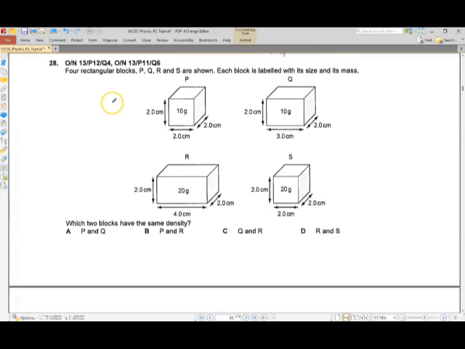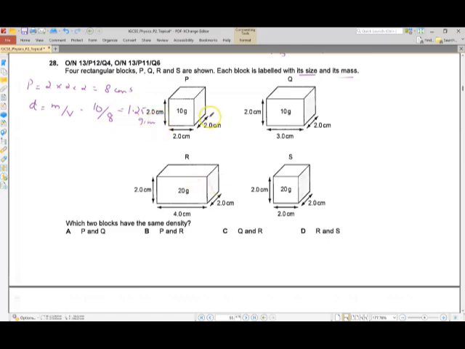Okay, question number 28. 4 rectangular blocks P, Q, R, S are shown. Each block is labeled with its size and its mass. So the mass is given and the dimensions of the block are given. So with these dimensions, we can easily find the volume. So for P, the volume is 2 into 2 into 2, that is 8 centimeter cube. And the density would be mass over volume. So mass for P is 10 and volume for P is 8. So this is going to give us 1.25 grams per centimeter cube.